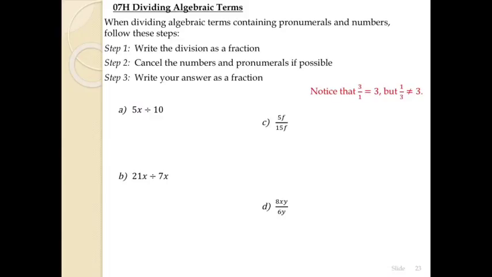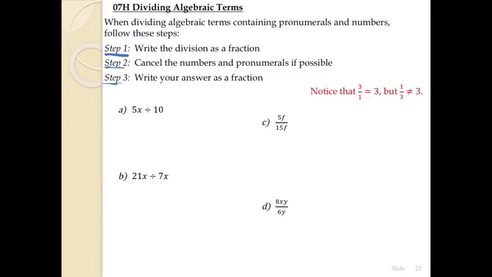So we're on the last one now about dividing algebraic terms. When dividing algebraic terms containing pronumerals and numbers, we just need to follow these steps. The first step is to write the division as a fraction. The second step is to cancel the numbers and pronumerals if possible. And step 3 is to write your answer as a fraction.